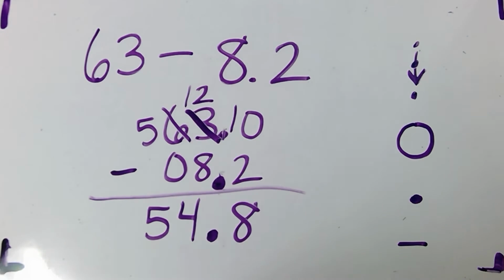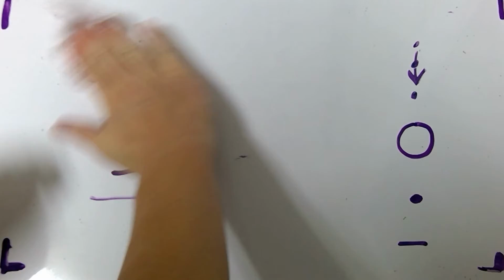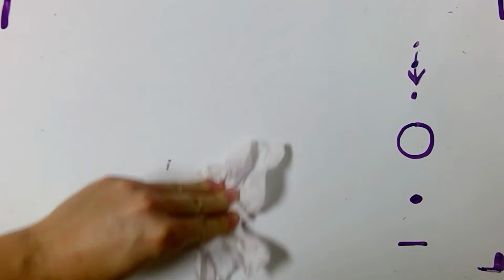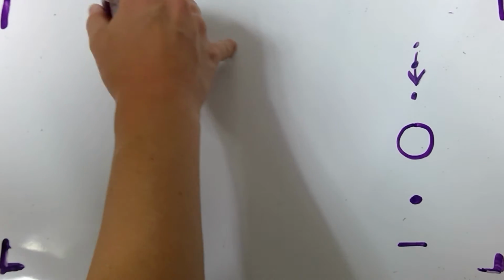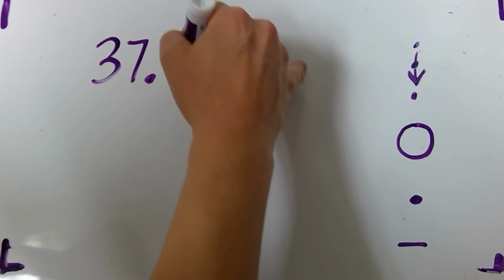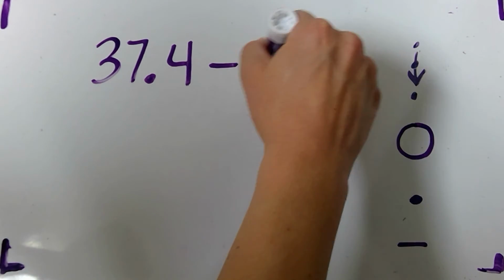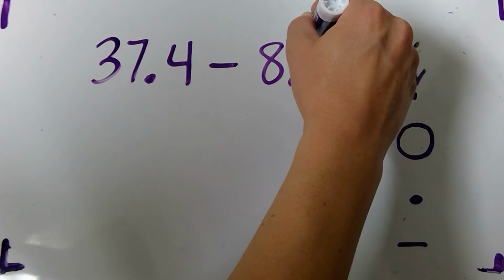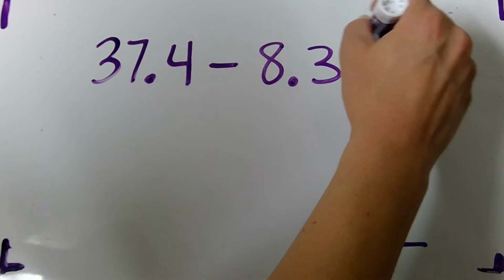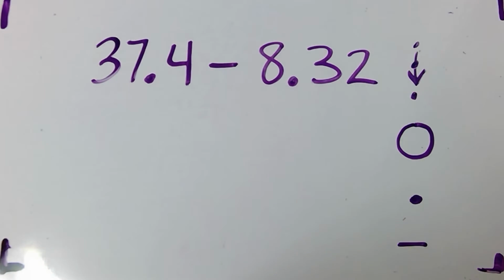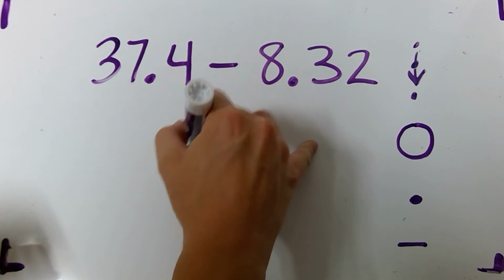All right, I'm going to give you a few problems, and what I want you to do is when I give you the problem, I want you to pause the video, solve it, and then press play and see if you got the same answer that I did. So let's do this. 37 and 4/10, subtract 8 and 32/100. So go ahead and pause, follow these steps, solve the problem, and then click play when you're ready to see. Okay, let's see how you did.